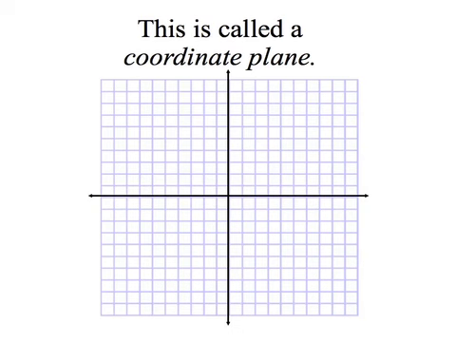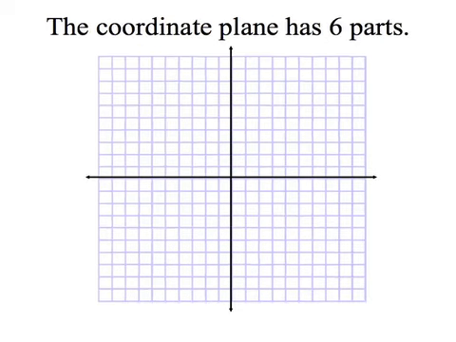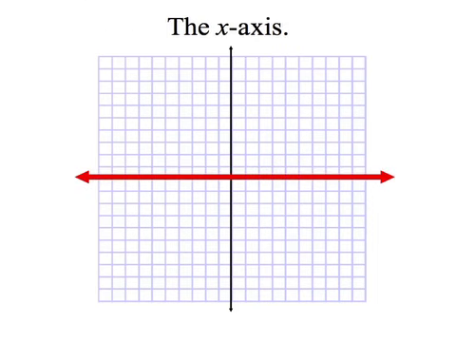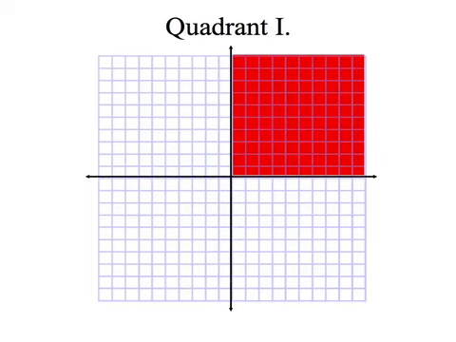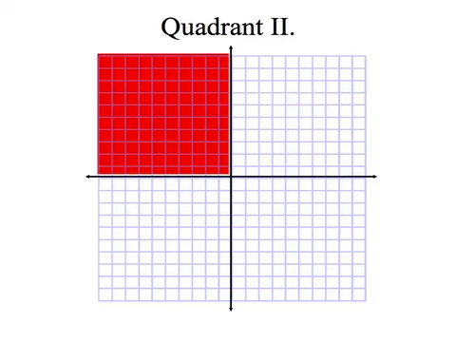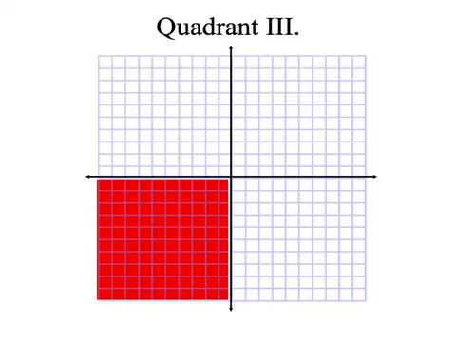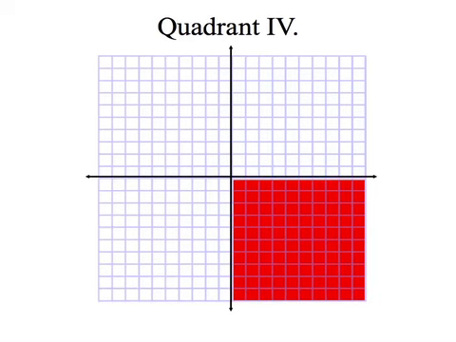This is a coordinate plane. It can be used to label every point on a flat surface, also called a plane. The coordinate plane has 6 parts: the x-axis, the y-axis, quadrant 1, which also extends infinitely right and up, quadrant 2, which extends infinitely left and up, quadrant 3, which extends infinitely left and down, and quadrant 4 that extends infinitely down and to the right.